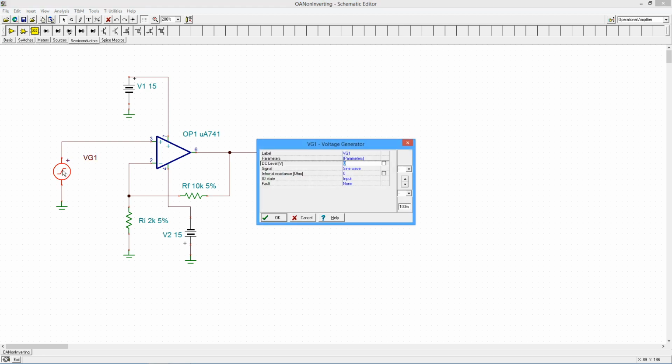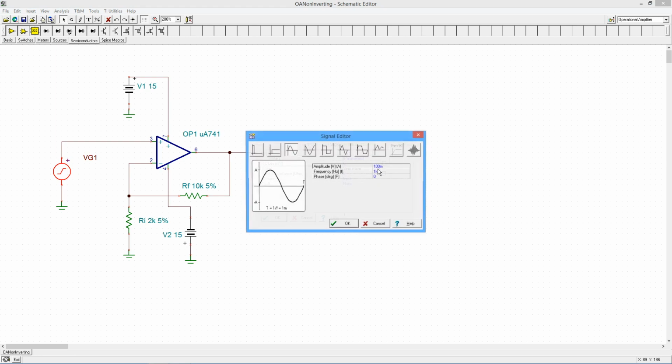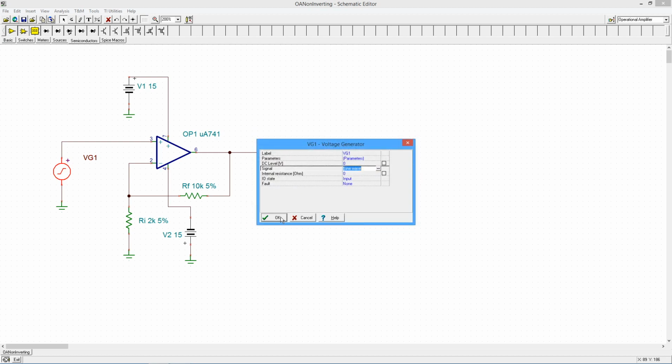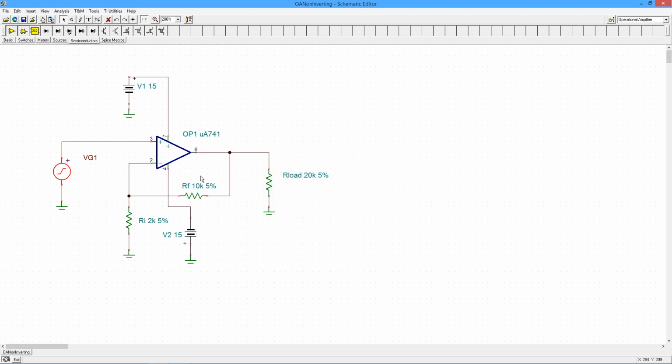We can verify that. All right, there's our sine wave, 100 millivolts, 1 kilohertz. Okay. The gain we should get would be RF over RI plus 1. So 10K over 2K is 5, plus 1 is 6. If we have 100 millivolts coming in, we should get six times that, or 600 millivolts across the load.